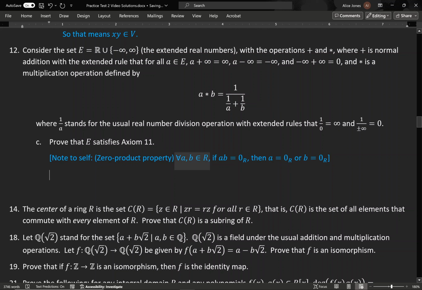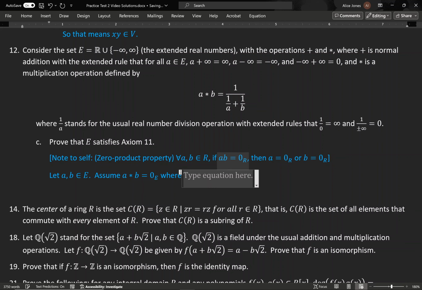All right, so what we need to do here to start off the proof is turn this for all into a let. And so we are going to let A and B be elements of E, which is our set. And then we have an if-then statement we're trying to prove. So we're going to go ahead and assume the if part is true. So assume A, and now our multiplication operation is called star, so we're going to write it as A star B equals 0 sub E.